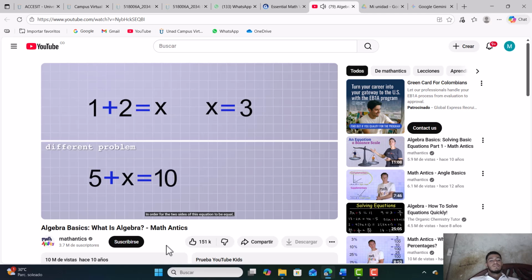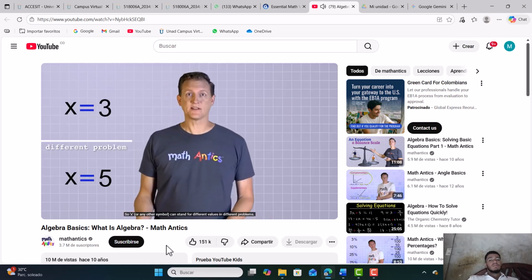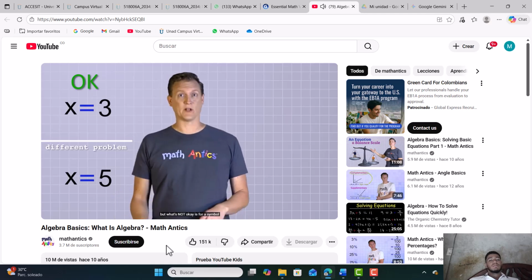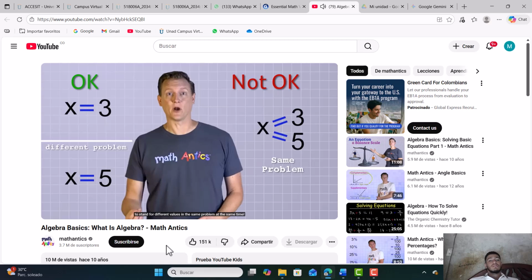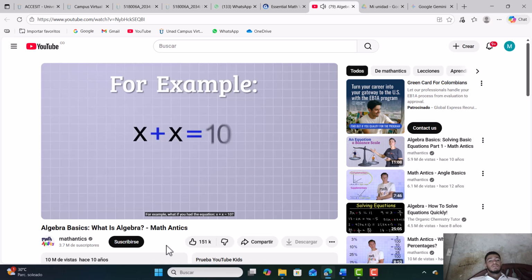In order for the two sides of this equation to be equal, x must have the value 5 in this problem, because 5 plus 5 equals 10. So x, or any other symbol, can stand for different values in different problems. That's okay. But what's not okay is for a symbol to stand for different values in the same problem at the same time. For example, what if you had the equation x plus x equals 10?